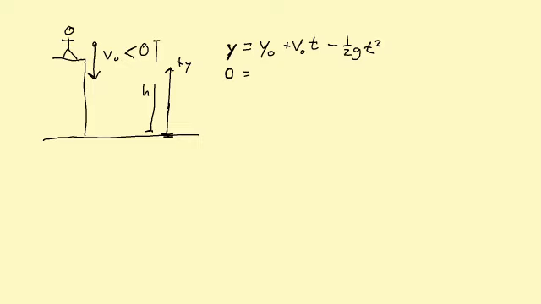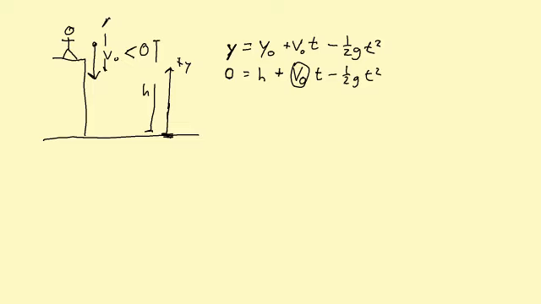And the initial y, y naught, is going to be h. And we're going to say it's got an initial velocity v naught. That's less than 0, but we're going to add it in because we're using the convention that a positive velocity would mean upward and a negative velocity would mean downward. So this is all okay. Minus 1/2 gt squared.